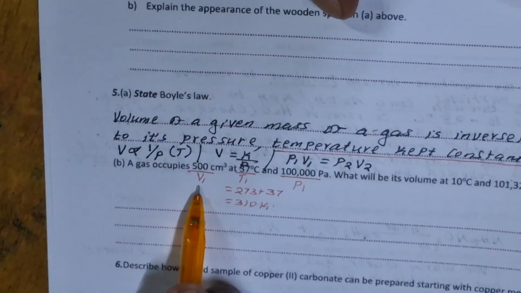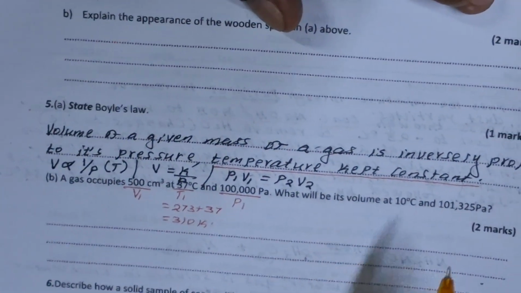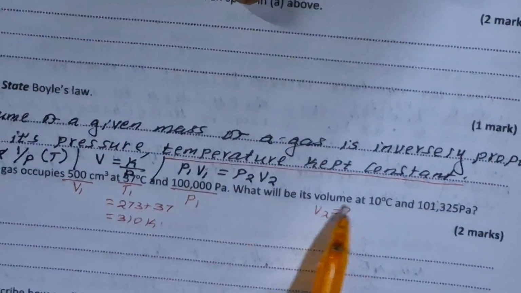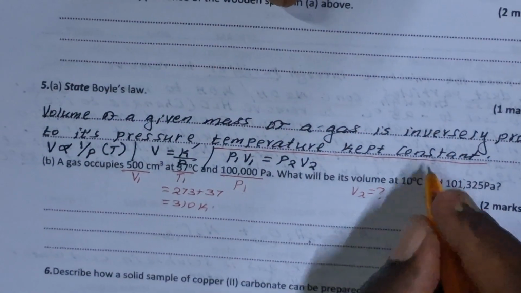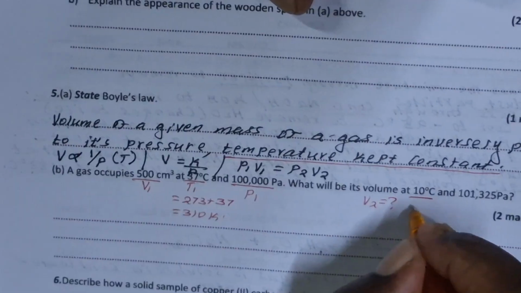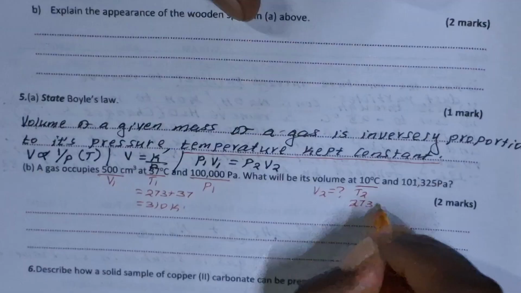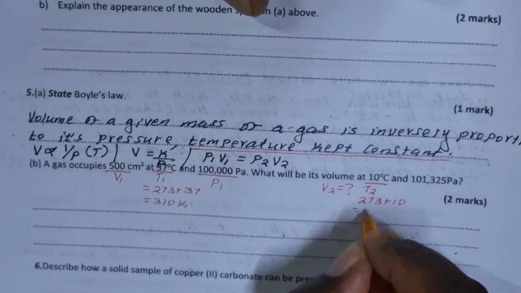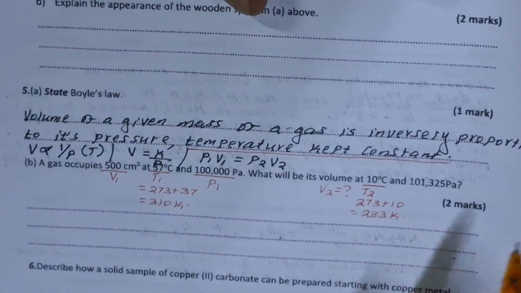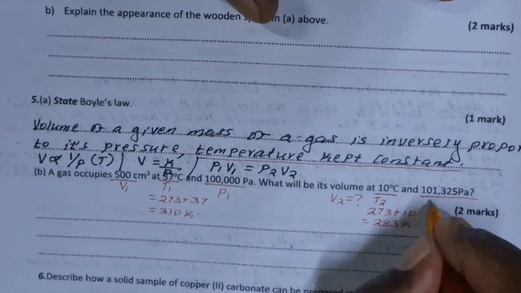So you already have a volume 1, we have temperature 1, and we have pressure 1. What will be its volume? Now this is the question. Volume 2 is what we have been asked. So volume 2 is what we don't know. At 10 degrees Celsius, 10 degrees Celsius is now temperature 2. So temperature 2 will be 273, we add 10, we get 283 Kelvin. That is temperature 2. And then, 101,325 pascals. This is now pressure 2.